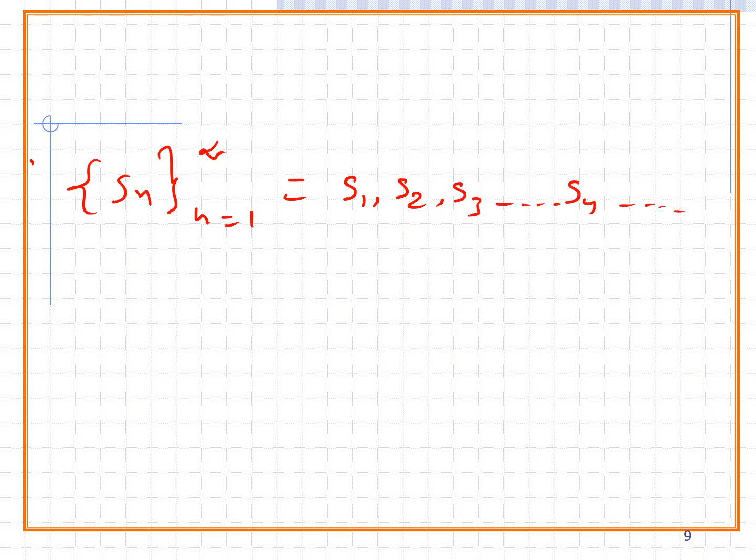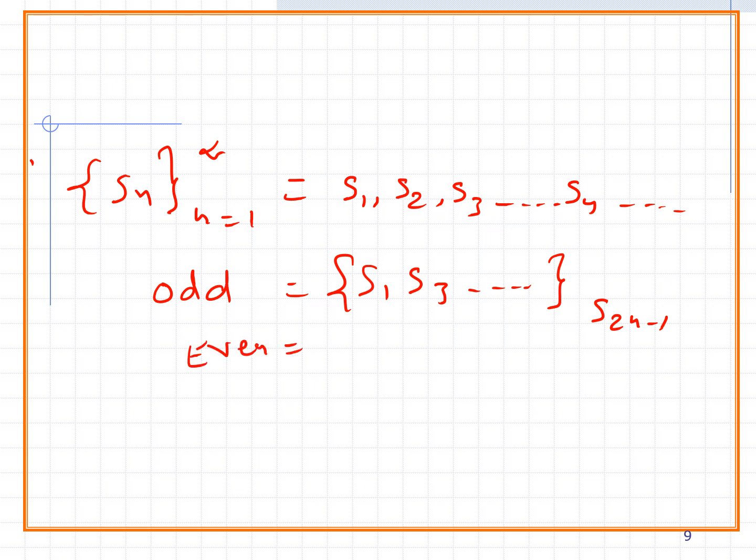In this sequence you can identify, for example, a subsequence of odd terms. How can we say it is an odd subsequence? You only consider the odd-indexed terms. Here the odd ones are S1, S3 and so on. These can be denoted as S2n minus 1.